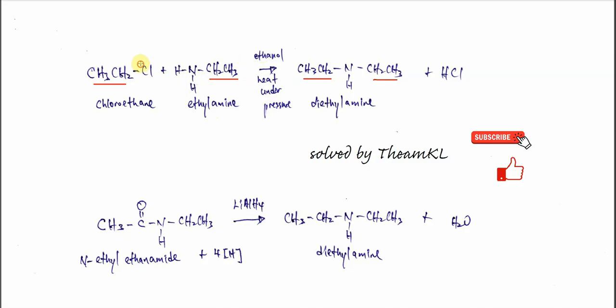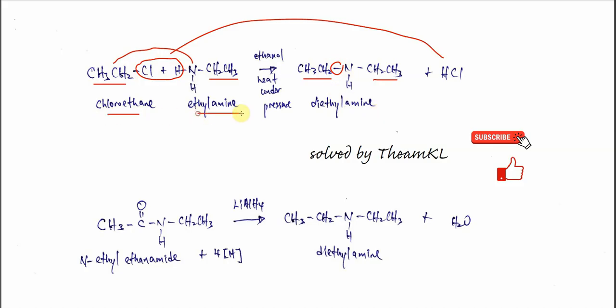During the reaction, the HCl will combine and be removed, and a new bond forms between this C and this N. So to form this bonding, and therefore it forms the diethylamine. So we need to use these two reactants.